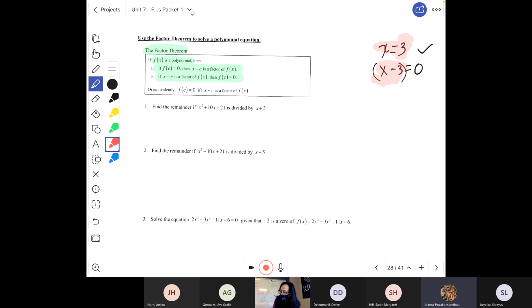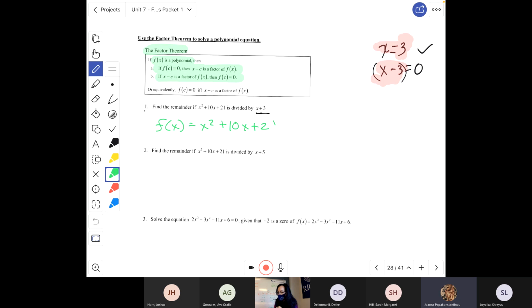So if I want to know what the remainder is here, how would I go about finding the remainder for this problem? I have a polynomial. If I want to know what the remainder is, what would I do? Beautiful. And if it is a solution, what should I get? There, you've just told me the remainder theorem and the factor theorem.